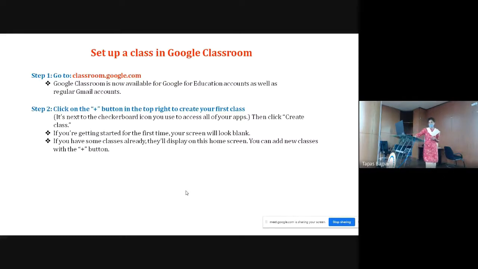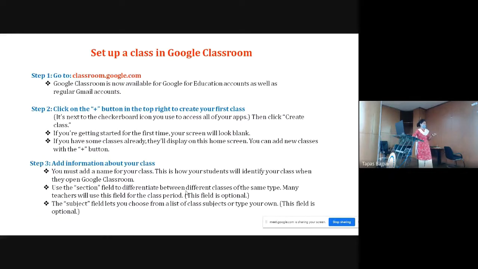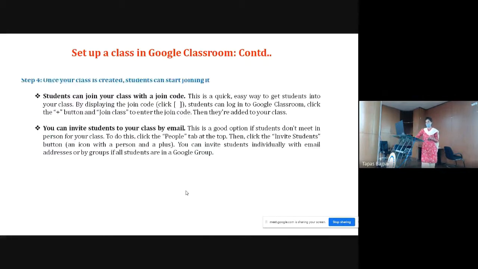I will explain this. You have to click on this plus button, and it will show 2 options: create a class or join a class. Then you have to enter the class information like the title and the section, and it will generate a class code. We can add different information in that. There are various options, which I will explain.